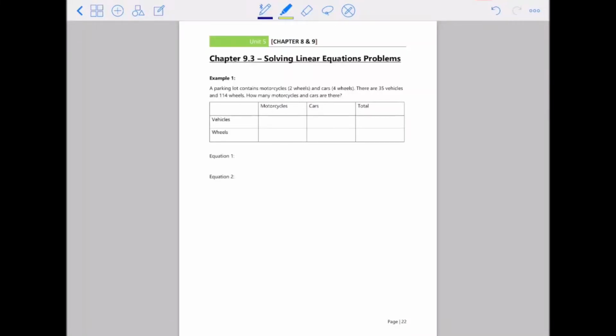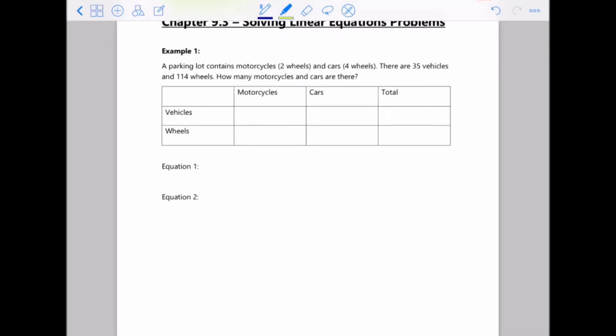Hi there. Let's go over chapter 9.3, solving linear equations problems. Example 1.